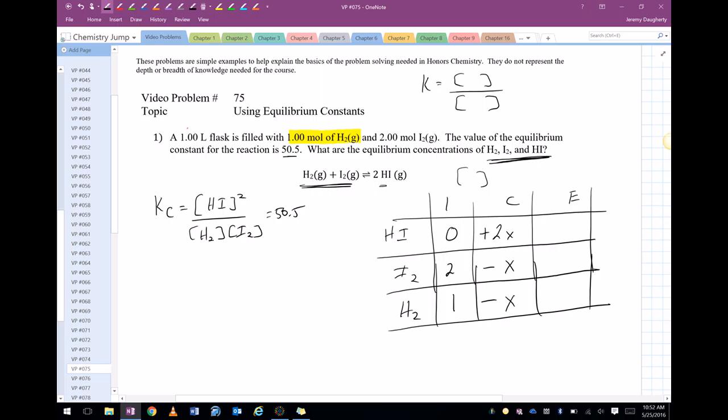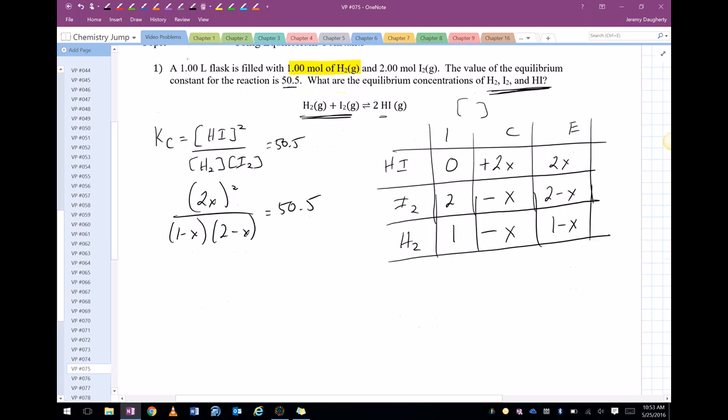So now I don't know any equilibrium concentrations. So this is 2x, this is 2 minus x, this is 1 minus x. So I can plug these back in. All these x's are the same. So I'm going to plug these values back into my Kc. So HI is 2x squared. Hydrogen is 1 minus x. And iodine is 2 minus x. And you may see where this is going. We are headed toward a quadratic formula.